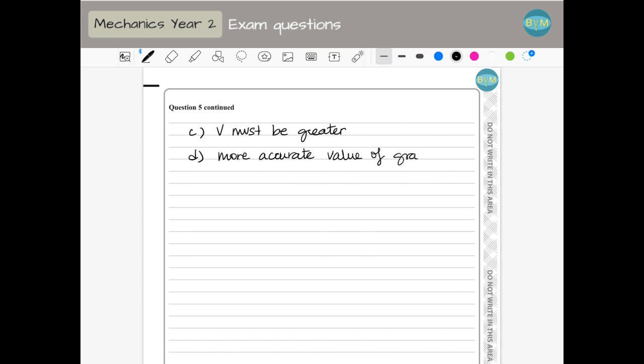Something like this. You can say things like consider the volume or the shape of the ball, but this one is one easy mark. Yeah, and that's all with this question really.